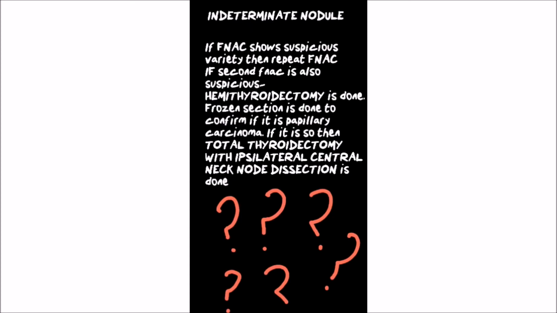An indeterminate nodule. If FNAC shows suspicious variety, then repeat FNAC. If the second FNAC is also suspicious, then hemithyroidectomy should be done. On a frozen section, if it confirms that it is papillary carcinoma, then total thyroidectomy with ipsilateral central neck node dissection is done.